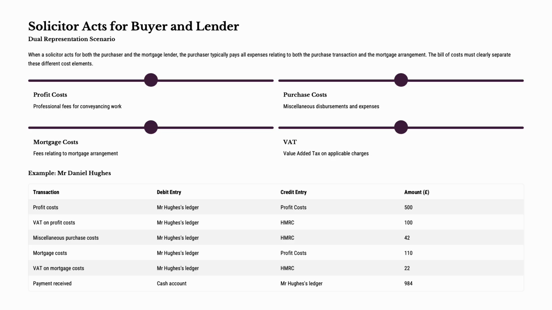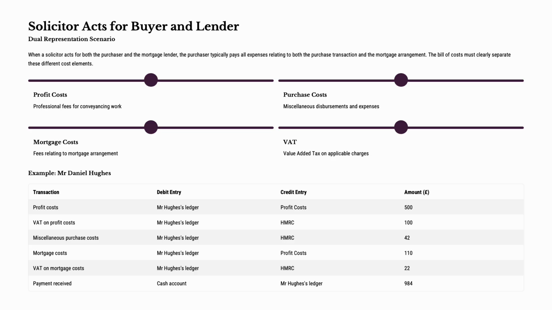So when acting for both buyer and lender, the bill of costs includes profit costs, miscellaneous purchase costs, and mortgage costs, all with VAT. For example, Mr. Daniel is a buyer. For profit costs, debit Mr. Daniel's ledger £500 and credit profit costs £500.